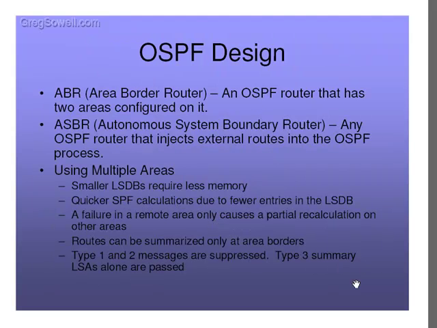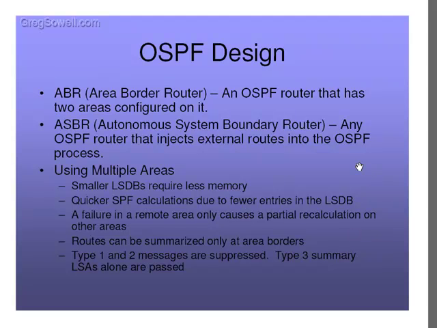OSPF design. You've got ABRs, area border routers, and we'll talk about areas in just a second. An ABR is any router that touches two areas, more than one area. ASBR, Autonomous System Boundary Router, that's any router that actually injects external routes into the OSPF process. What's an external route? Something you redistribute from BGP, or from RIP, or say you redistribute static, or you redistribute connected.